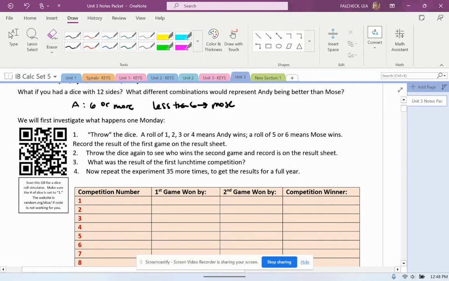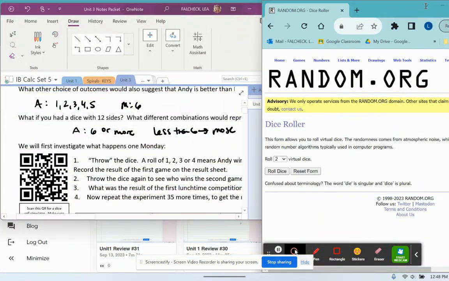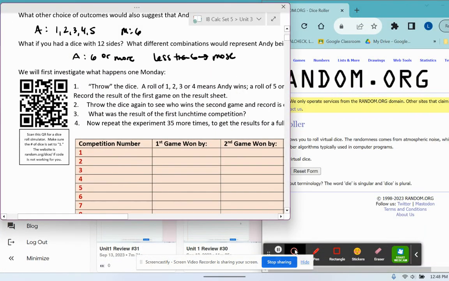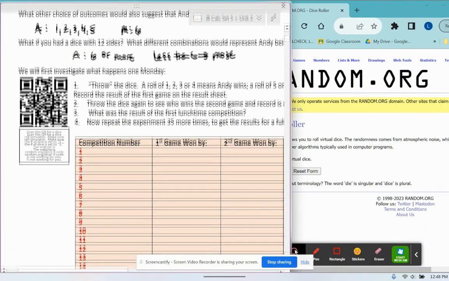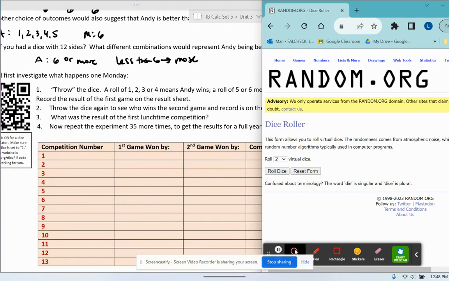All right, so let's do a little investigation, right? We will first investigate what happens on Monday. So first you throw the dice. Here I have a little QR code that you can scan to open up a dice simulator. I know a lot of us don't have dice kicking around at home, right? So you can use that. And here we go. It is right here. All right, here's my dice roller.